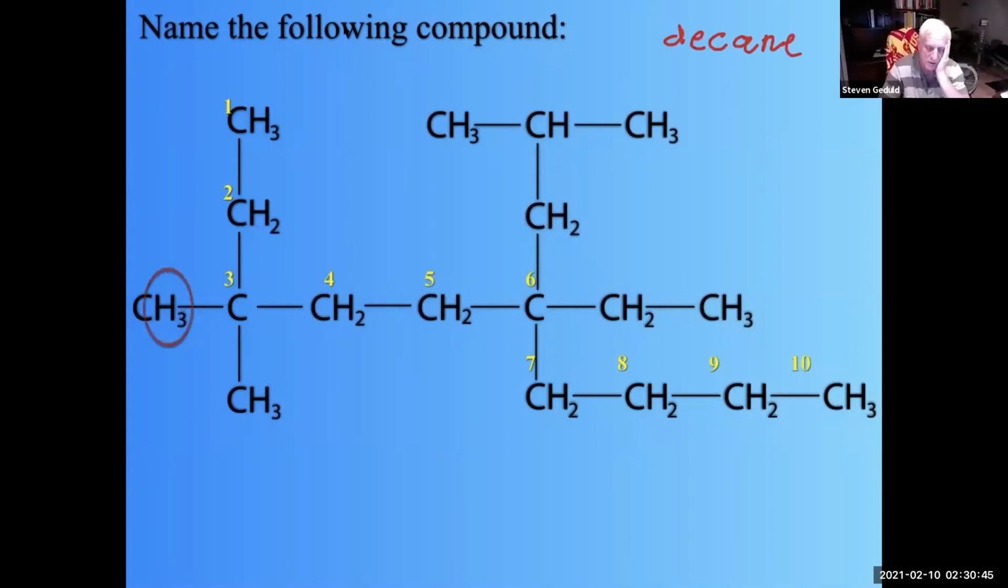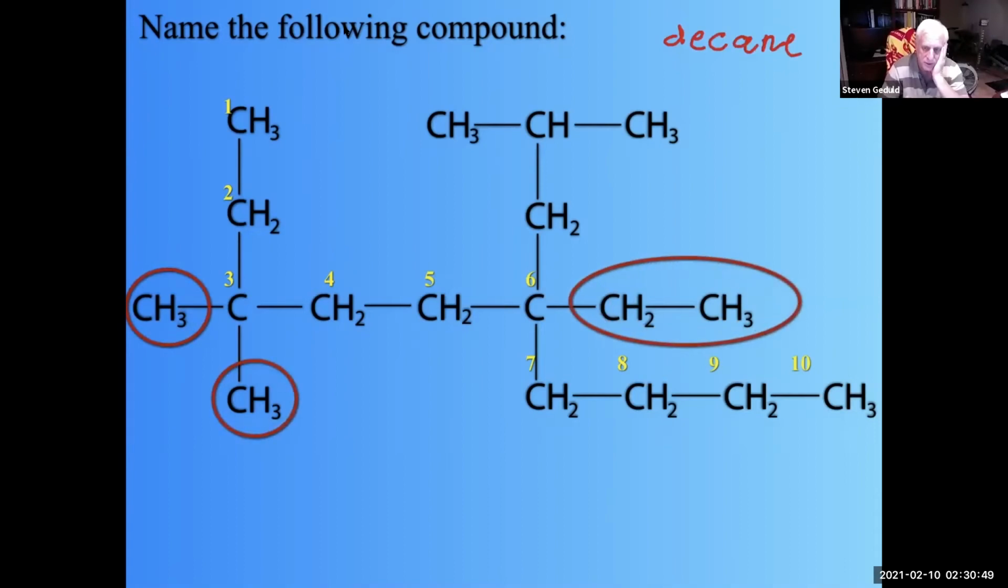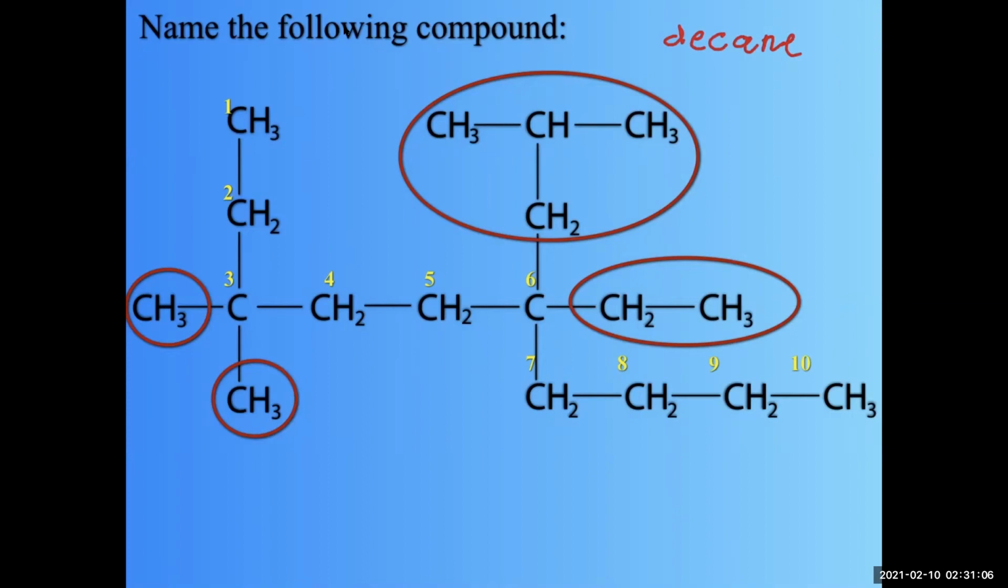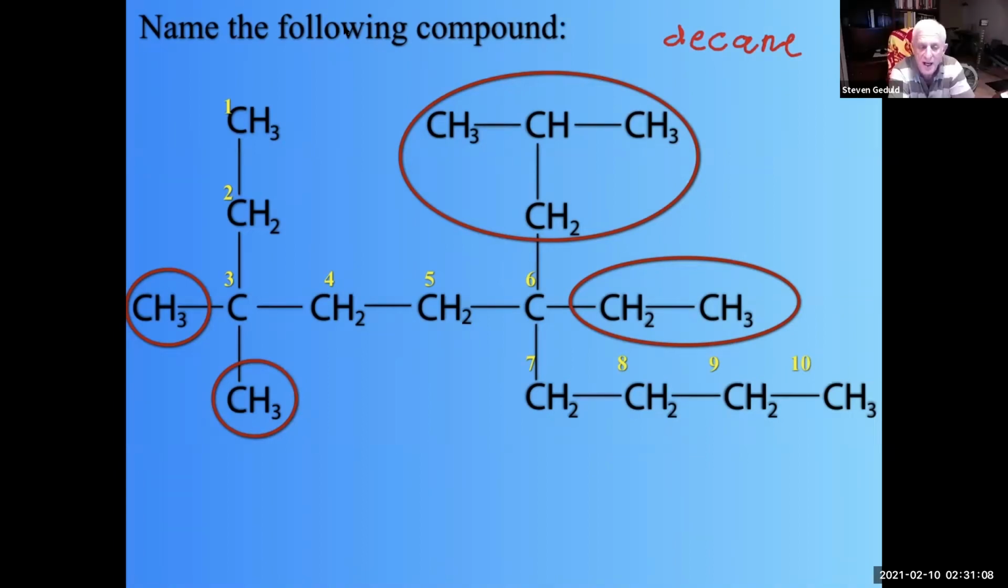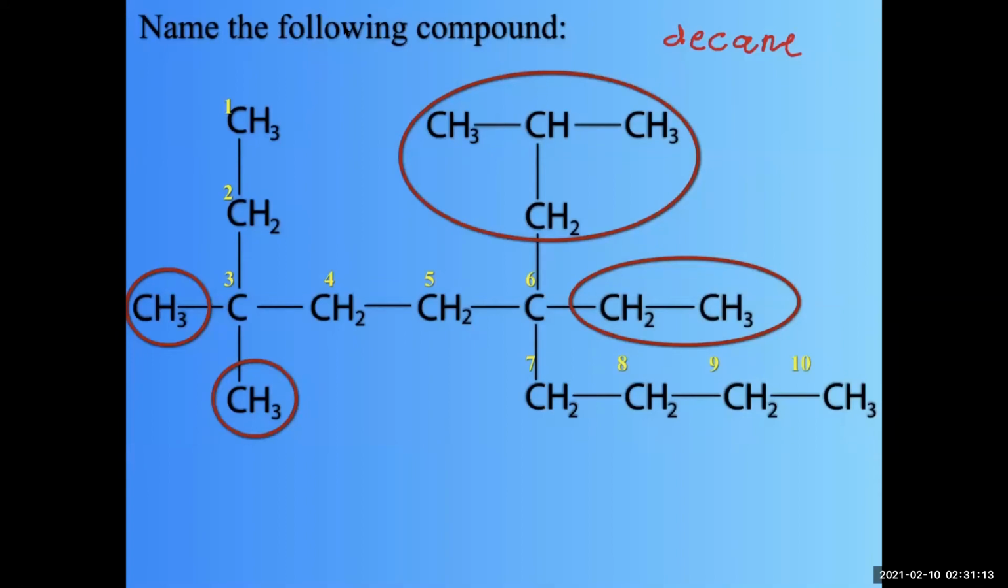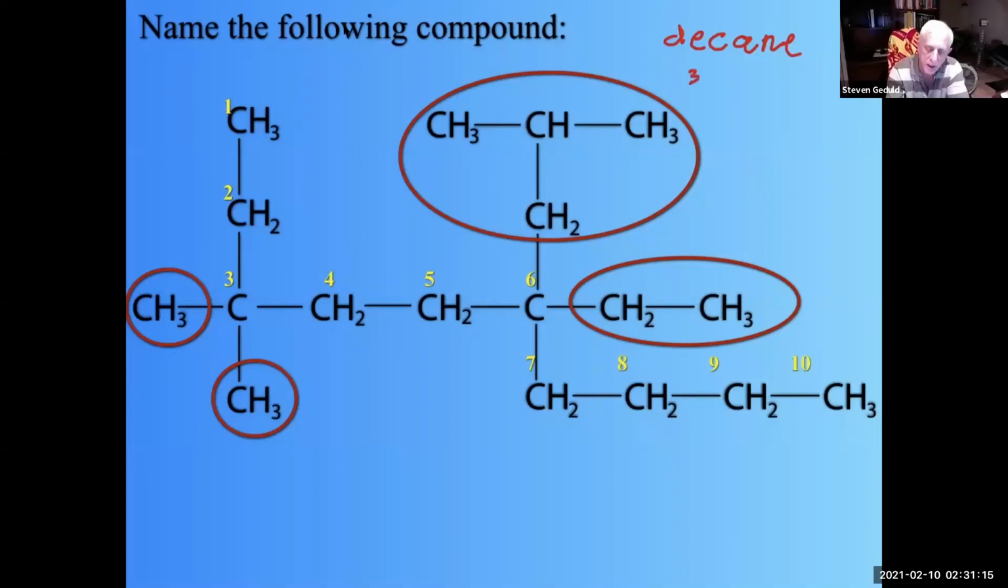Let's mark our substituents. There's our carbon chain, and this is what's coming off of it. Let's break them apart, let's go each one individually. So look at the methyl groups. How many methyl groups do we have? 2. Perfect. And where are they at? At 3 and 3. So our methyl goes 3,3-dimethyl.